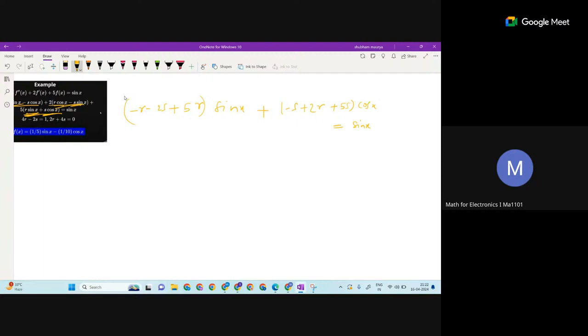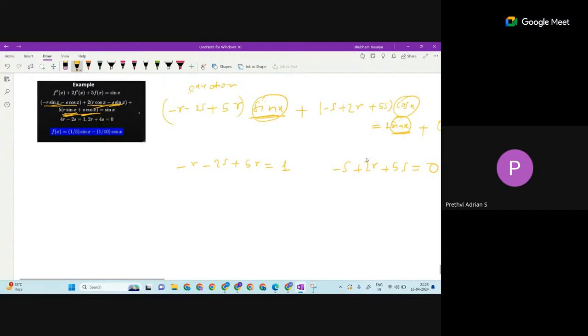Now, if we compare both sides, this is the equation we can compare. If we compare the coefficient of sin x, it will be minus r minus 2s plus 5r equal to 1. And if we compare the cos coefficient, here we can think of 0 times cos x. Sir, on the right hand side, why is it 1, sir? I am saying compare the coefficient of sin x. Similarly, compare the coefficient of cos x. This is minus s plus 2r plus 5s is equal to 0. So this is the done part. Now it is clear? Yes, sir.